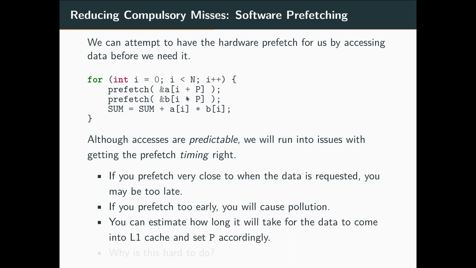But you can estimate how long it'll take for the data to come into L1 and set P accordingly. That's totally possible, but it's very hard to do for lots of different reasons. I'll just name a few off the top of my head. We have no idea if the data is in L2 cache or not. So that's one issue. We also have no idea if there are other processes on the same core causing contention, unless we're like the OS or something, then we could probably know. So this is just going to be very hard. It's not so obvious how to approach that.